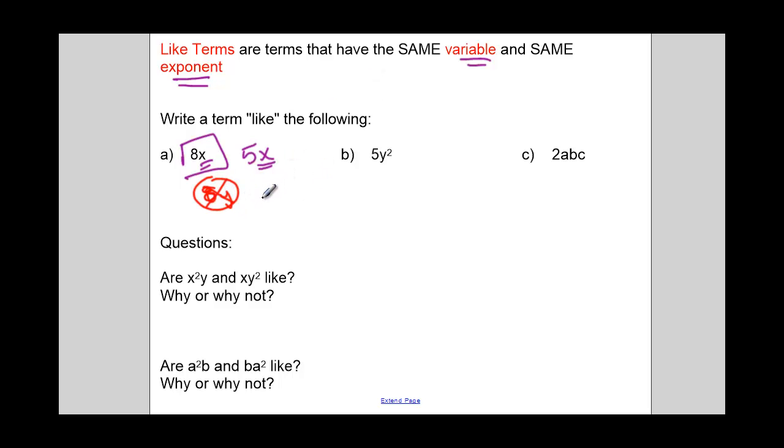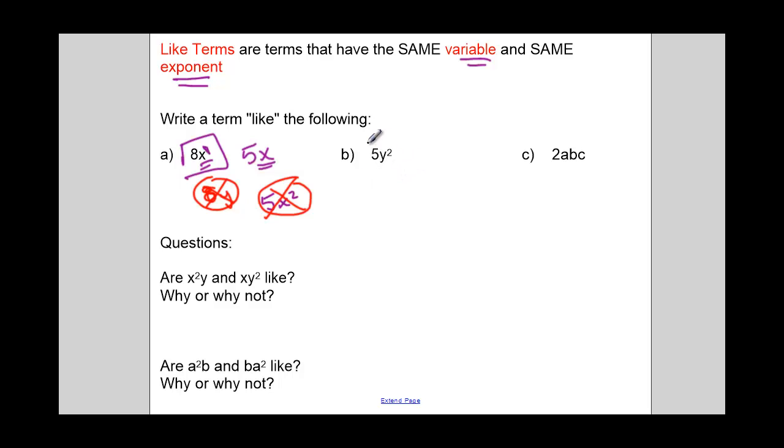I want you to think about this as well, though. 5x squared also would fall into the category of not a like term because the x has been raised to the exponent of 2, whereas the x in the first case was raised to the exponent of 1. We just didn't really write it there, but it was raised to the exponent of 1. With example B, it's the same process.